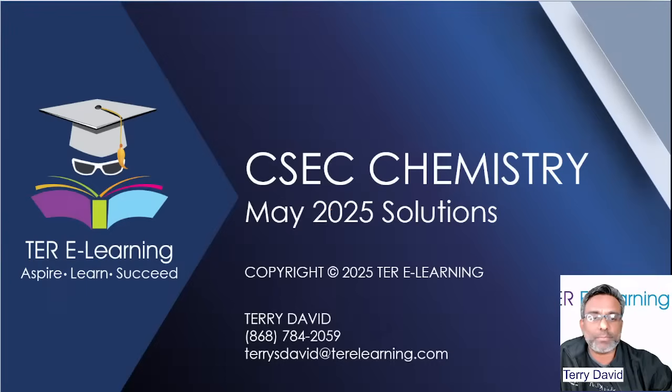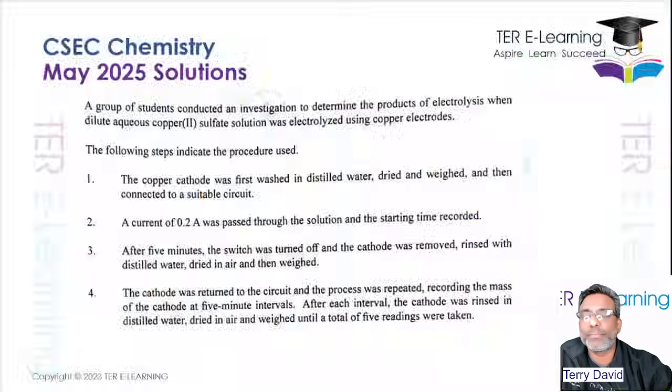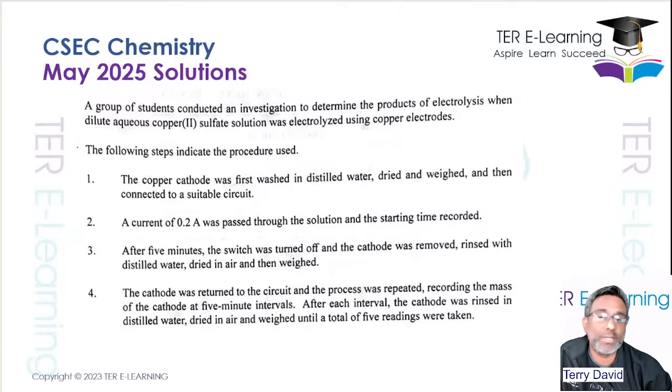So let's have a quick run through of the questions that actually came. This first question here is a repeat of something that they brought previously. I didn't work this question yet, so let's do it together. A group of students conducted an investigation to determine the products of electrolysis when dilute aqueous copper 2 sulfate was electrolyzed with copper electrodes. So basically, this is what we have here.